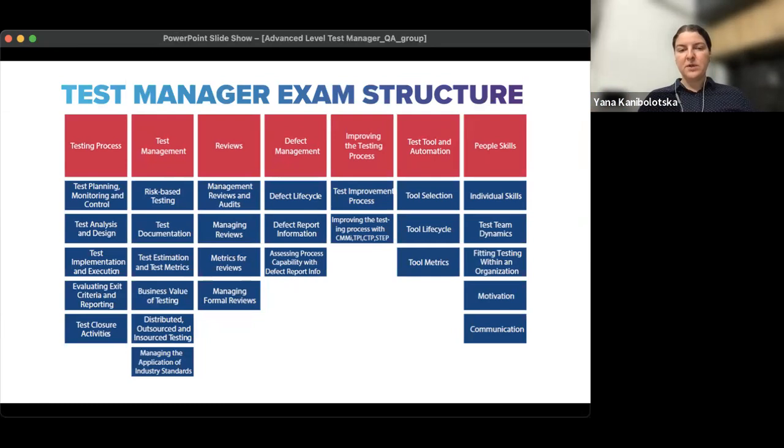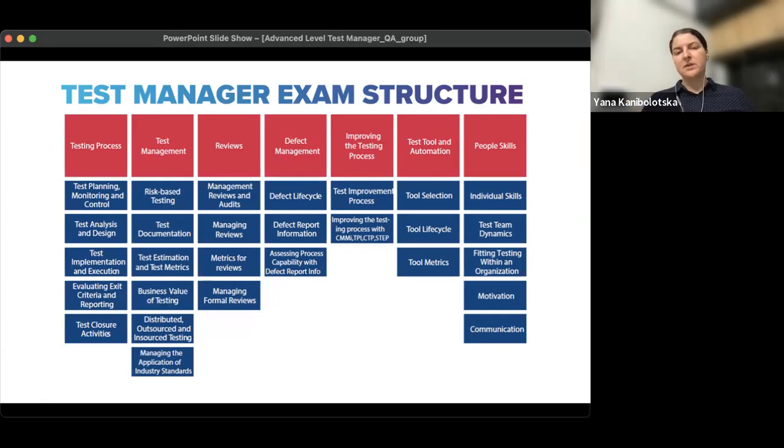Improving the testing process, this is about the CMMI, TMMI models, STEP, CTP, and everything. There is more general information about this, I would say, but without super deep details, definitely, because probably they expect it on an expert level. So here it's just, I would say, an introduction to the understanding of these models and processes.